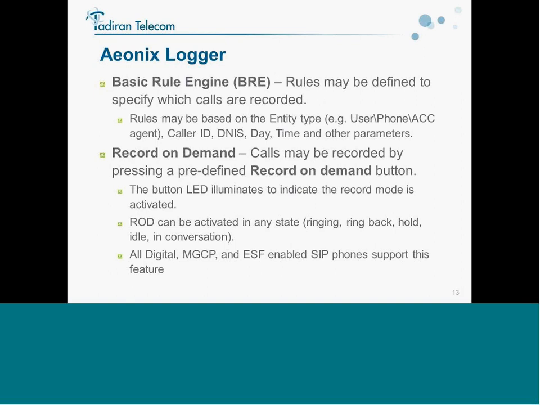Okay, now in the logger we have a rule engine, and what that is you set up rules that can be defined to specify which calls you want to record. And those rules can be based on the entity type, whether user or particular phone or an ACC agent. There's other parameters like the caller ID that came in, the DNS came in, the time of day, and other parameters. You set the rules up ahead of time, and automatically when a call comes in, it'll check the rules, and if it matches any of the rules, it'll start to record that call.